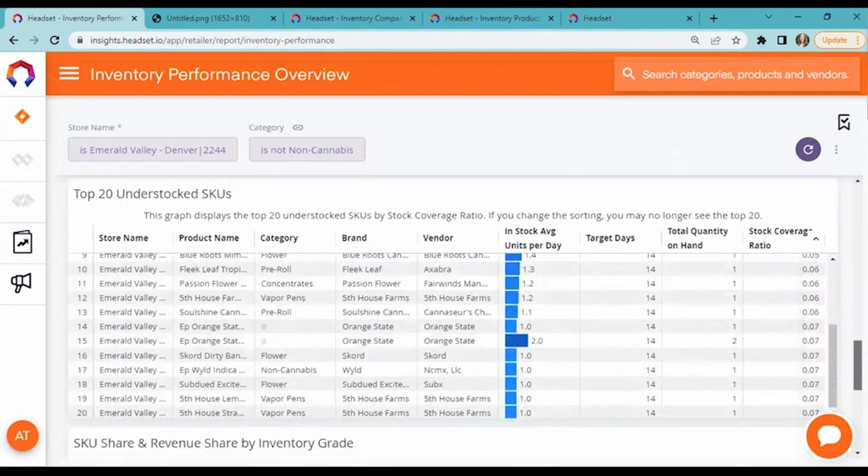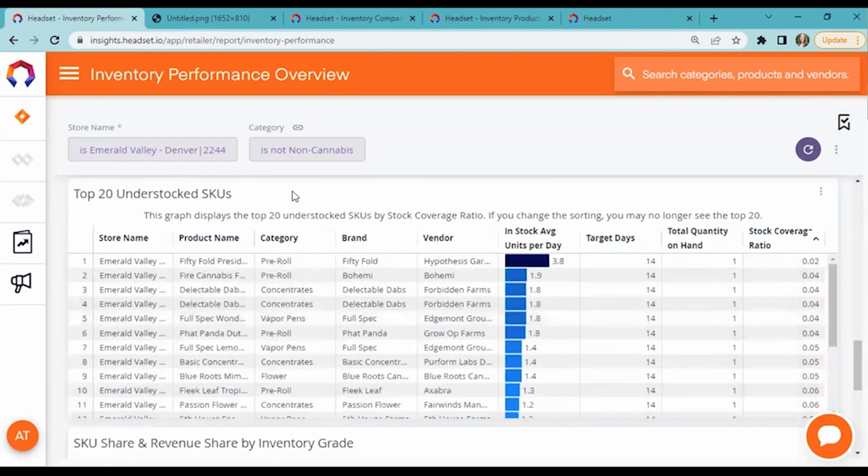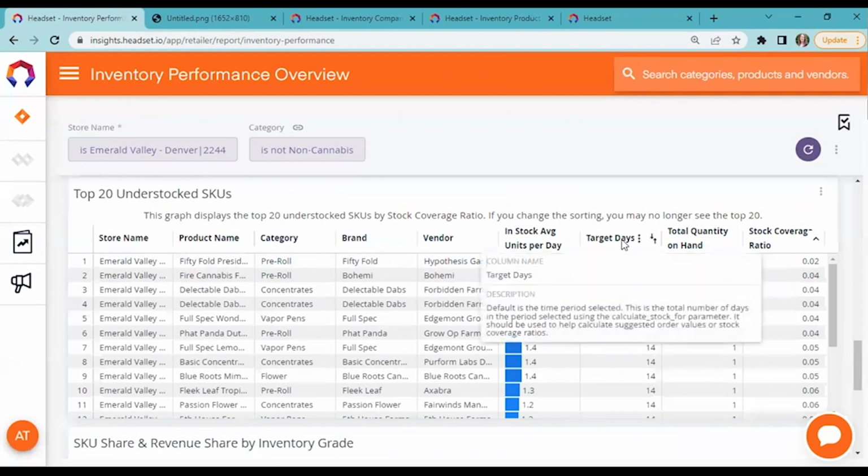And then the last thing I want to look at is the top 20 understock SKUs. So these are ones that are doing pretty well. They're selling quite quickly, and you don't have enough of these to meet the next 14 days, the target days, and you're probably going to run out pretty soon.